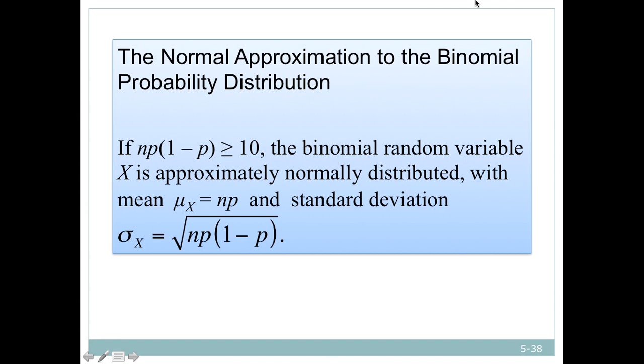But one thing that needs to be true is that in order to use the normal approximation for the binomial, n times p times (1 minus p) has to be at least 10. And if that's the case, then the binomial random variable is approximately normally distributed. The mean is given by n times p, and the standard deviation is given by the square root of n times p times (1 minus p).